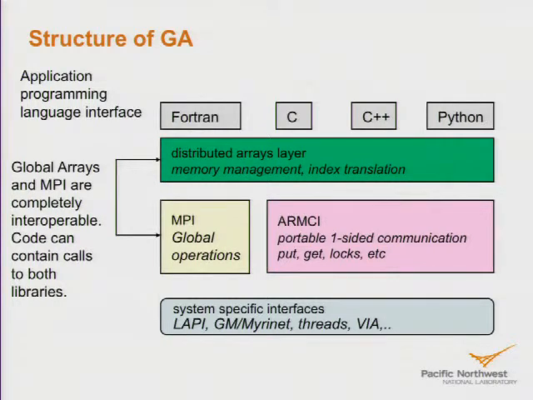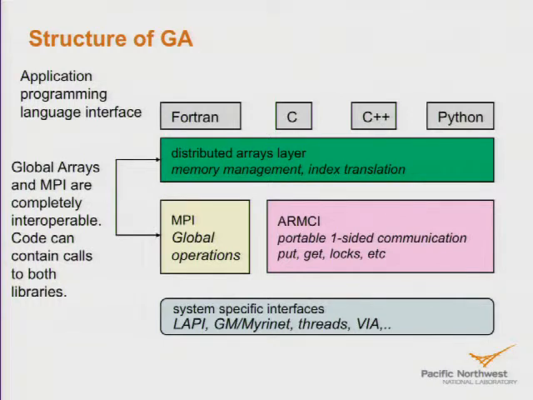So here's the actual structure of GA. I'm not sure if any of these still exist, I guess Threads and maybe Lapi do. But anyway, down at the bottom you have your network, and the people who built the network will supply you with libraries that allow you to control the network. So these are the system-specific interfaces.